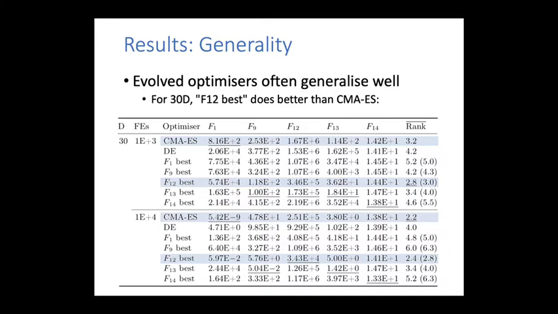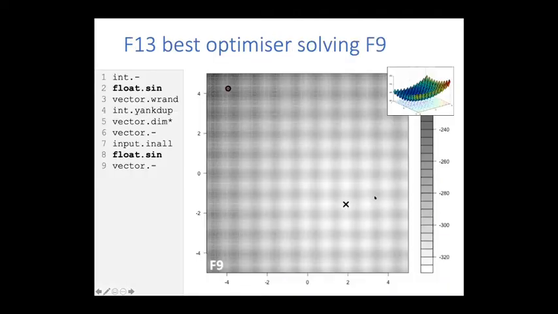So next I'm going to take a closer look at some of these optimizers. I'm going to start with F13 best here, which you see does best on 3 of the 5 problems, although it does worse on the other 2. And this is also interesting because it's the simplest of the best evolved optimizers. It has only 9 instructions.